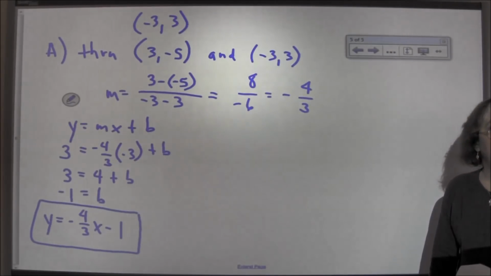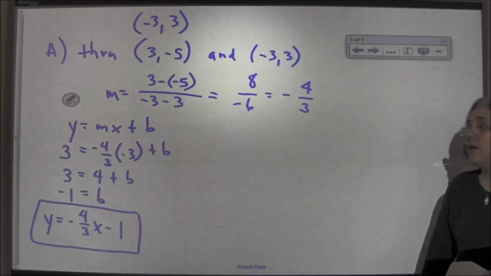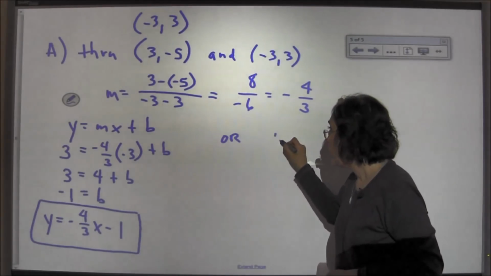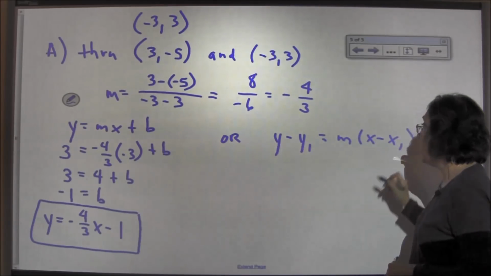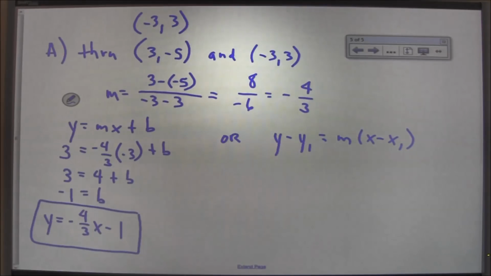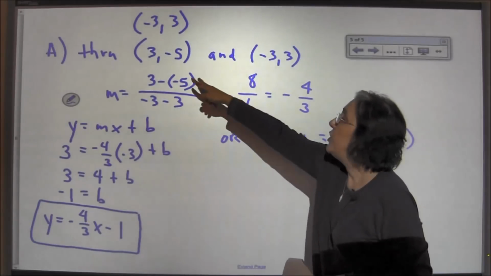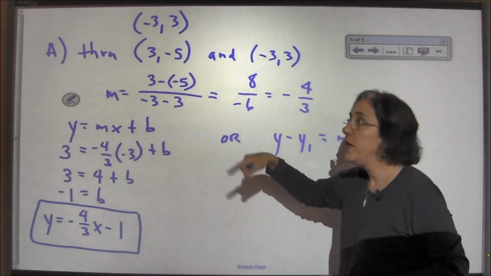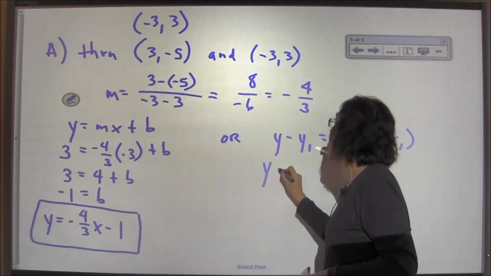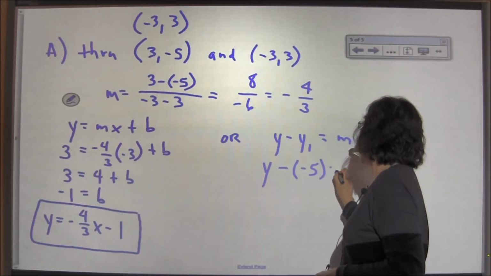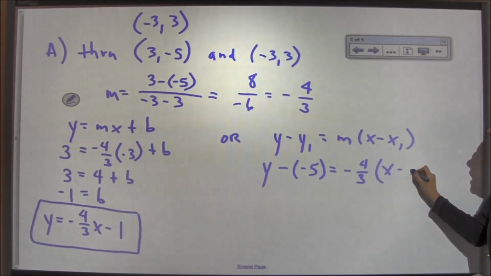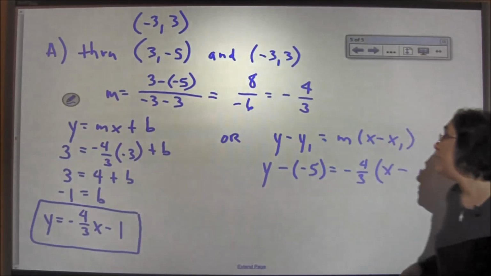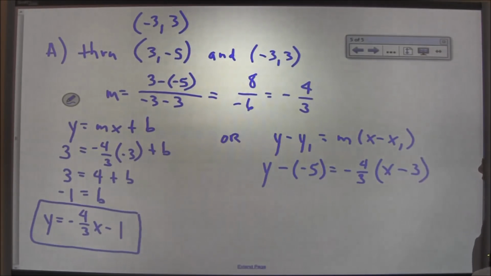How many people prefer that way? You guys do? Okay. But the other way that a lot of you have learned is using the point-slope formula. The only difference there, I'm still going to use one of the points. It's just that I'm going to solve this for y. So let's use the other point just to show that we get the same thing. So we'll use (3, -5). I'm plugging in -5 in place of y1, -4/3 in place of the slope, and I'm using this point, so x1 is going to be 3.